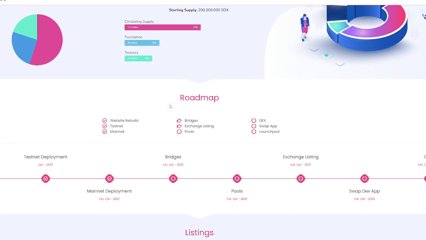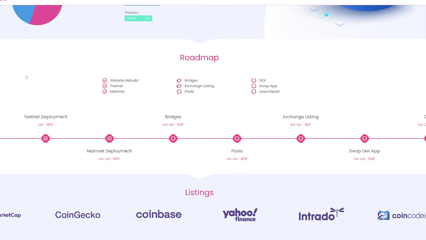So there's a lot of great stuff going on with SwapDEX, but some of the biggest reasons to stay or get involved in a coin come down to the roadmap, some of the team behind the project, and everything like that. So let's jump into the roadmap first.